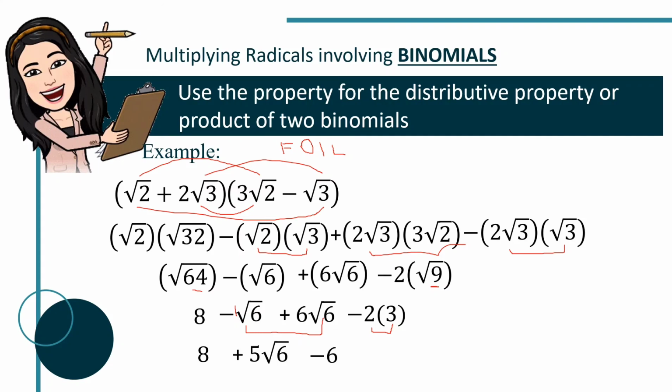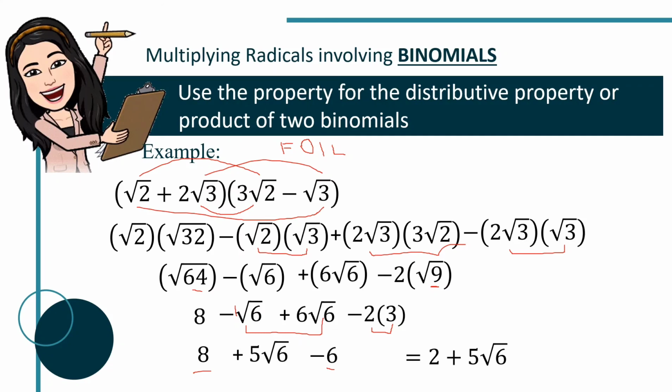So therefore, i-simplify ulit natin. Alin ang pwede? Okay, parehas po itong number. So, i-perform na natin. What is 8 minus 6? We have 2. Then, how about this one? Kopyahin lamang natin. So, positive 5 square root of 6. So, therefore, the product of these two expressions or two binomials is equal to 2 plus 5 square root of 6. Pwede ba natin pag-plusin si 2 plus 5?